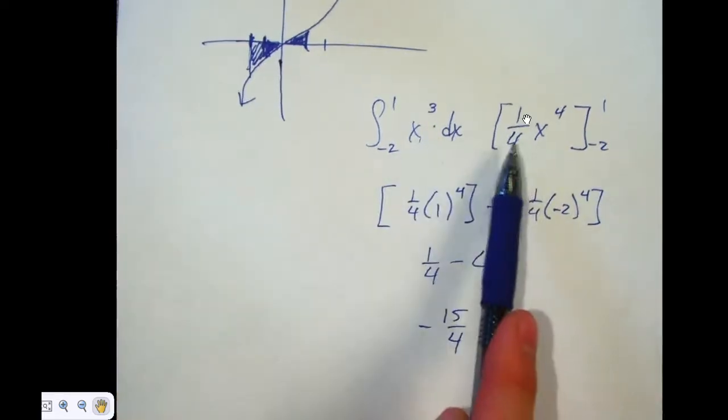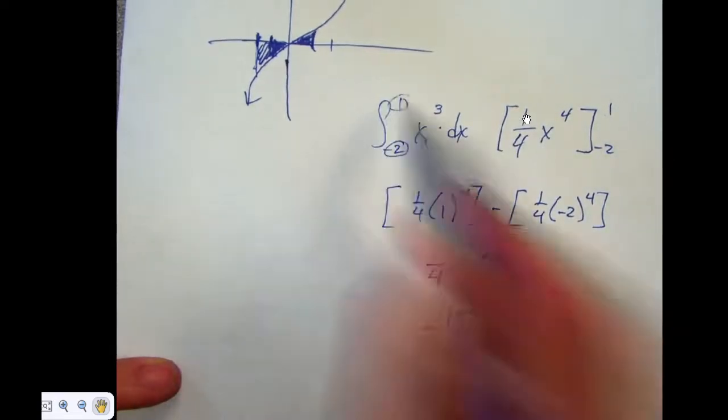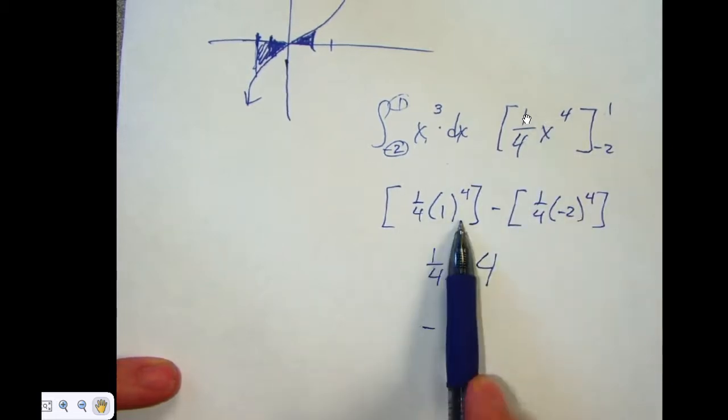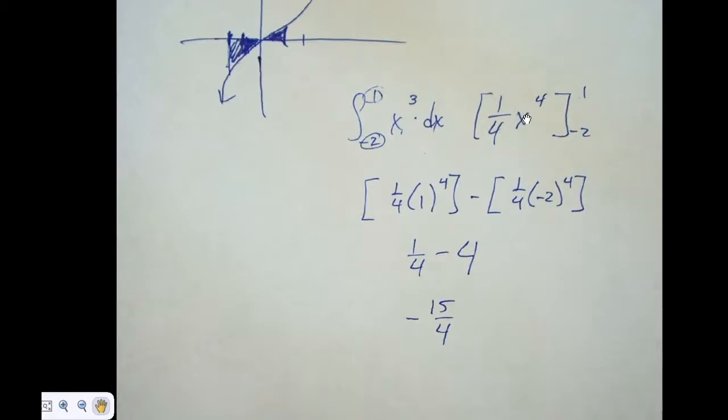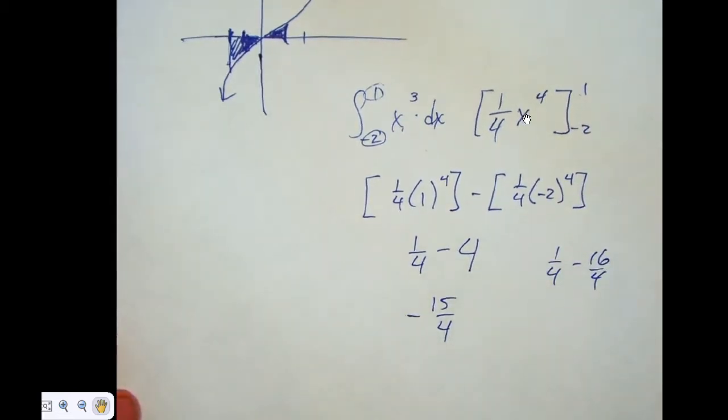So integrate your x to the third. That gives you 1/4 x to the fourth. Still got your 1 and your -2 there. Remember, this is the left hand, this is the right hand. Then you plug in the top number, minus, plug in the bottom number. So you just work through it. So that'll be 1/4 minus 4, which is like 1/4 minus 16/4, which is -15/4.